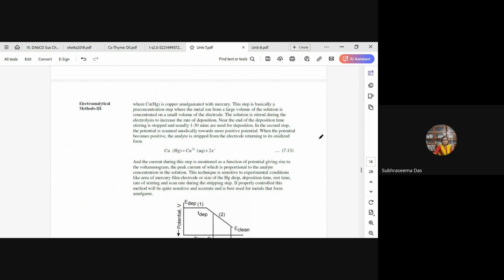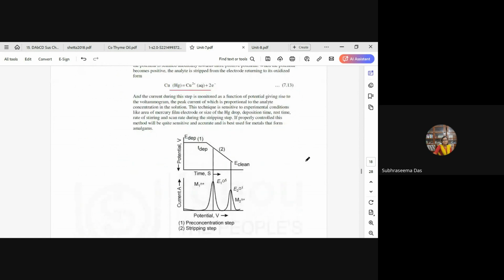Near the end of the deposition time, the stirring is stopped, and usually 1 to 30 minutes, mostly 30 minutes, is used for deposition. In the second step, the potential is scanned anodically towards more positive potential. When the potential becomes positive, the analyte is stripped from the electrode, returning to its oxidized form. The current during this step is monitored as a function of potential, giving rise to the voltammogram.